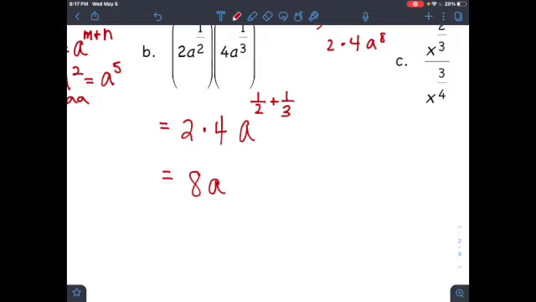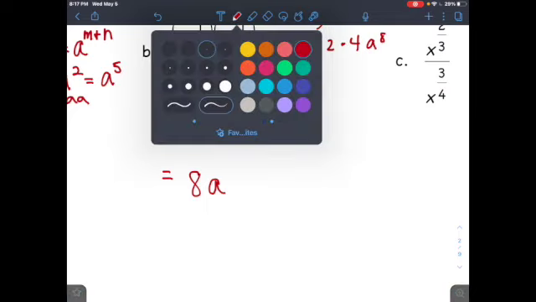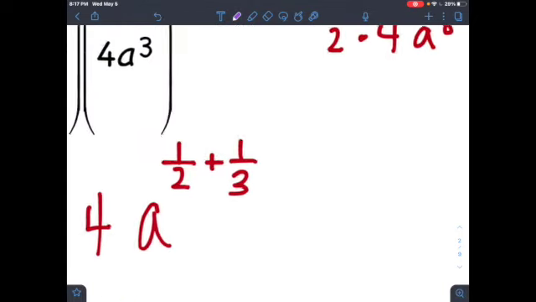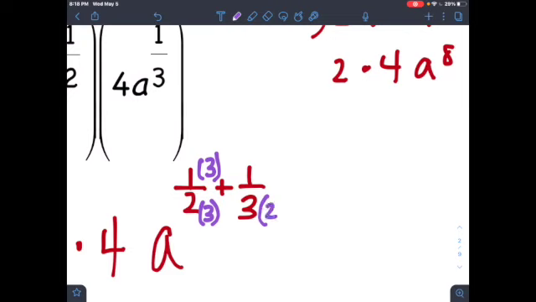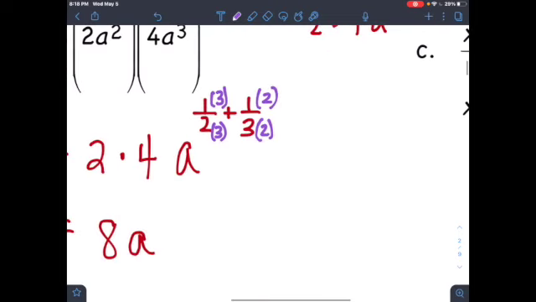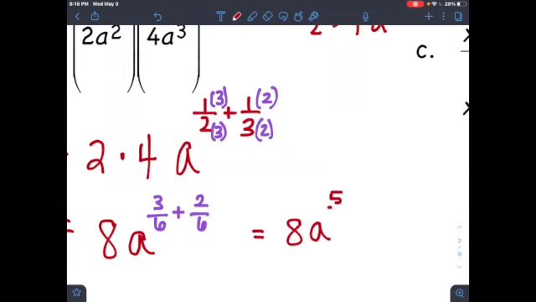Because the denominator is not the same, right here you notice one of them's 2, one of them's 3, so you've got to find the common denominator. The common denominator in this case is 6. So this guy times 3, this guy times 2. That's going to be equal to a to the 3 over 6 plus 2 over 6, and the answer for that is going to be 8a to the 5 over 6.